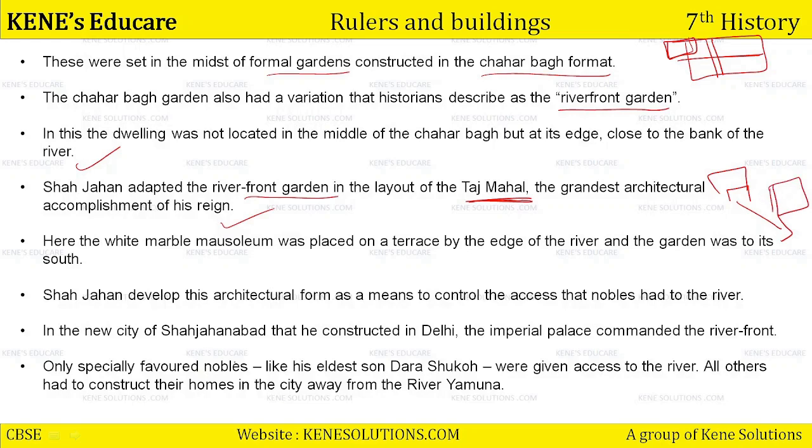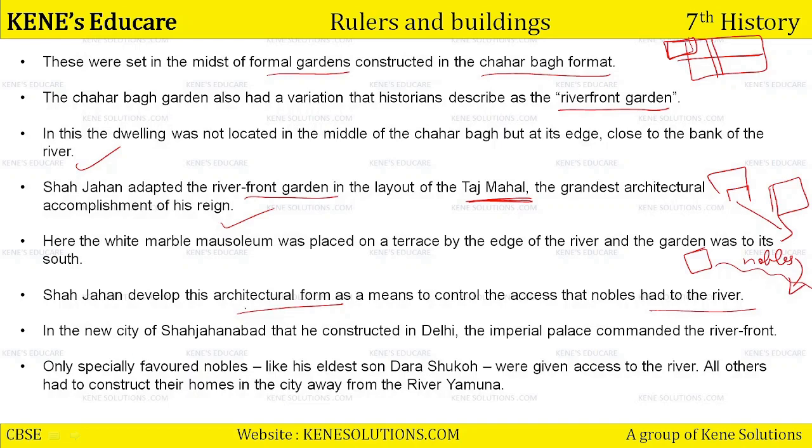Okay, Shah Jahan developed this architectural form as a means to control the access that nobles had to the river. ये ऐसे रिवर यमुना जा रही है और ऐसे कोने में यहाँ ताजमहल बना दिया था शाहजहां ने, so that he can see what nobles are doing with the resourceful river.